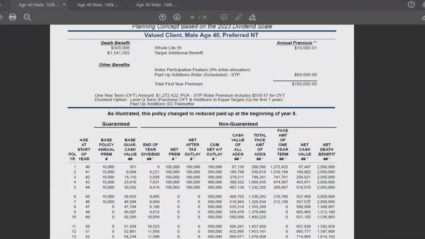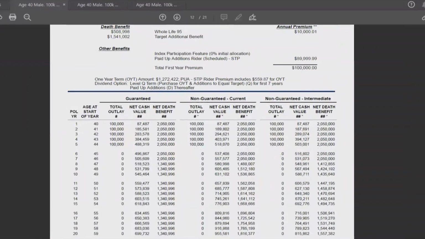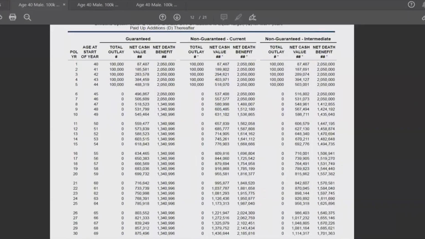What we've got up here is the present dividend schedule. We see it under non-guaranteed. Net cash value is our money column. Now, if we want to see the guaranteed values, we can see it on an illustration. Let's take a look here. And here we go, exact same policy. But to the left, you see guaranteed. This represents the guaranteed values.